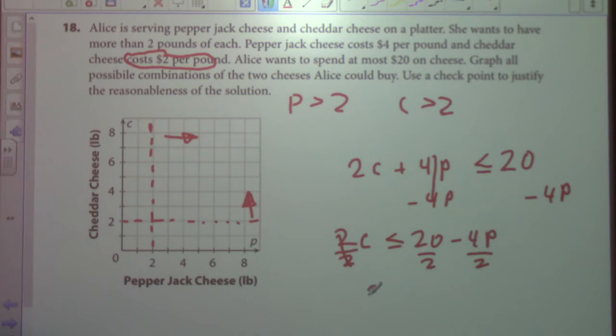So we have C is equal to and less than, oops, I put it the wrong way, didn't I? Yeah, I did it the wrong way. You caught me at it yourself. So 10 minus 2P. Is that good?